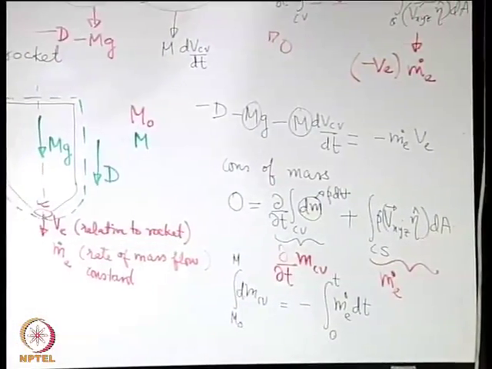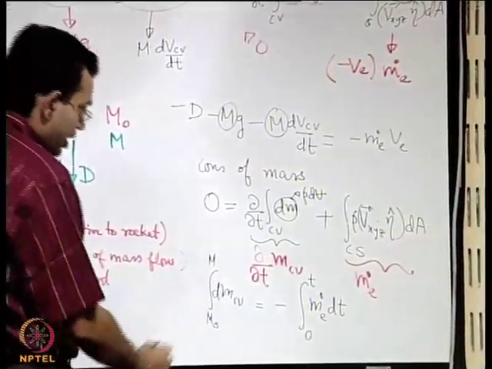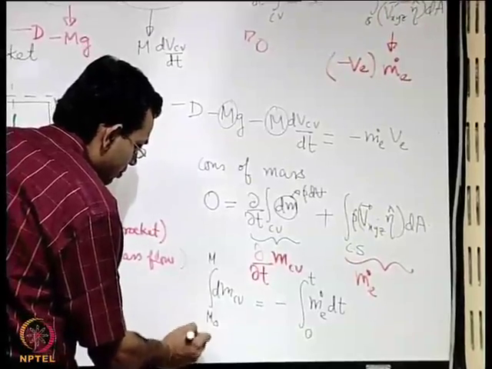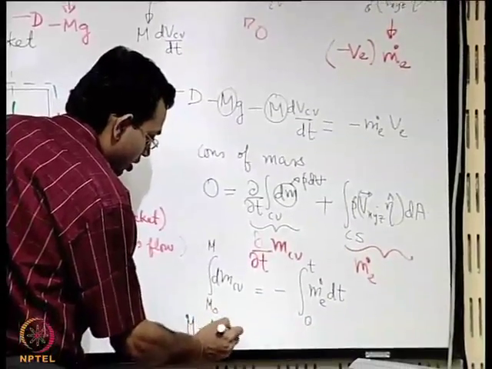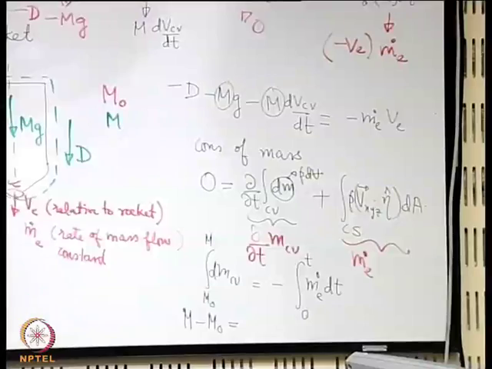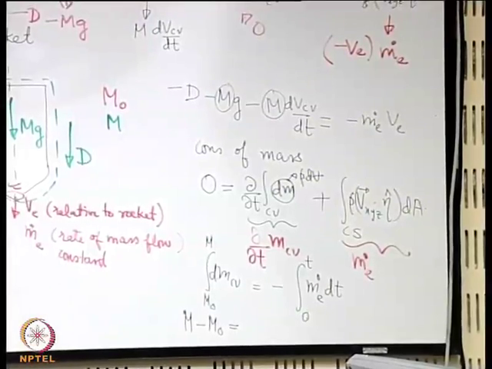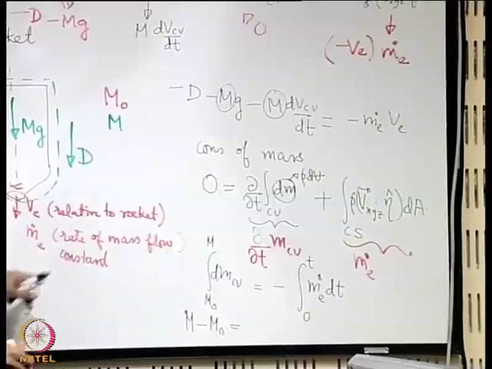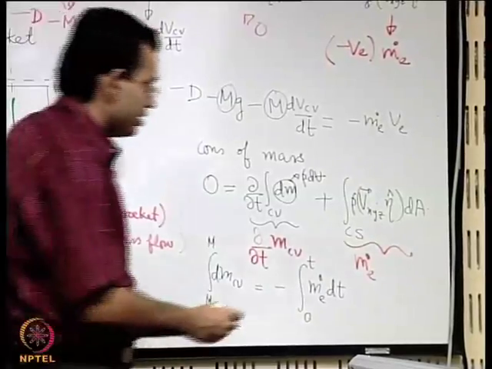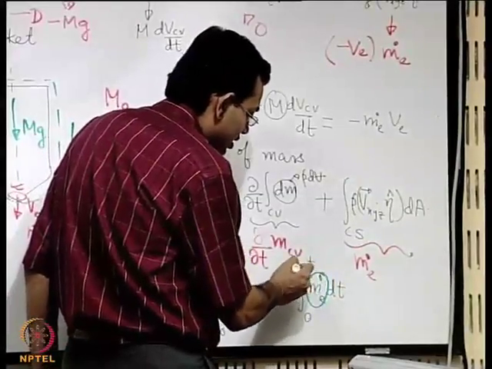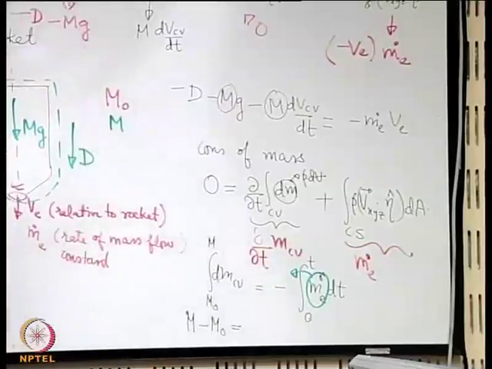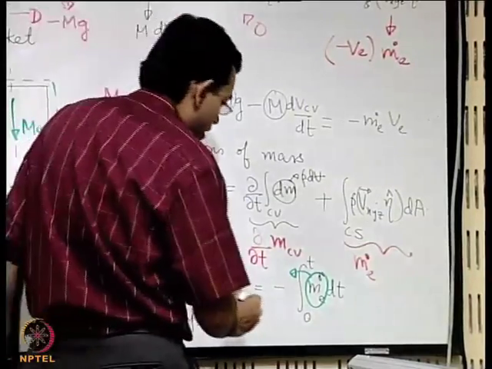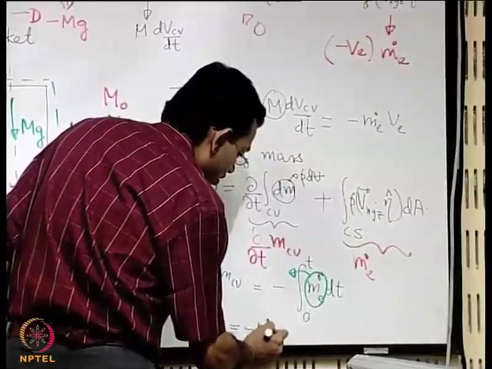So, what do we get from this equation? We get m minus m naught is equal to what? Now, it all depends on whether m dot e is a constant or is a variable. So, here in the problem it is given that it is a constant. So, if this is a constant, it comes out of the integral. So, it becomes minus m dot e into t.